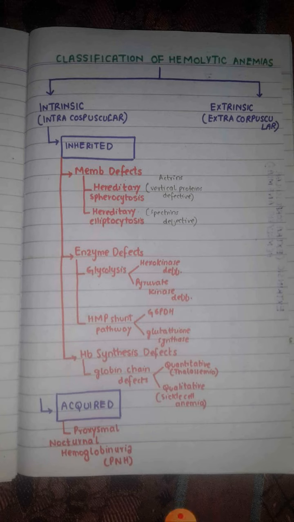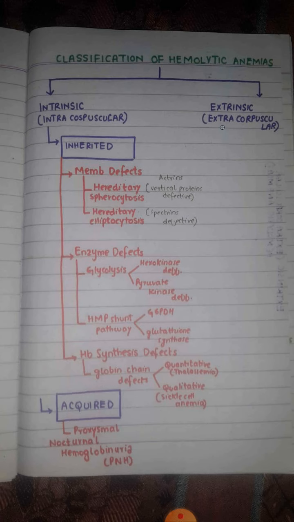Hemolytic anemias are basically divided into two types. Number one, we have intrinsic hemolytic anemias, and then we have extrinsic hemolytic anemias. The word intrinsic or intracorpuscular means that the cause of hemolytic anemia is present inside the red blood cell. And the word extrinsic or extracorpuscular means that the cause of hemolytic anemia is present outside the red blood cell.